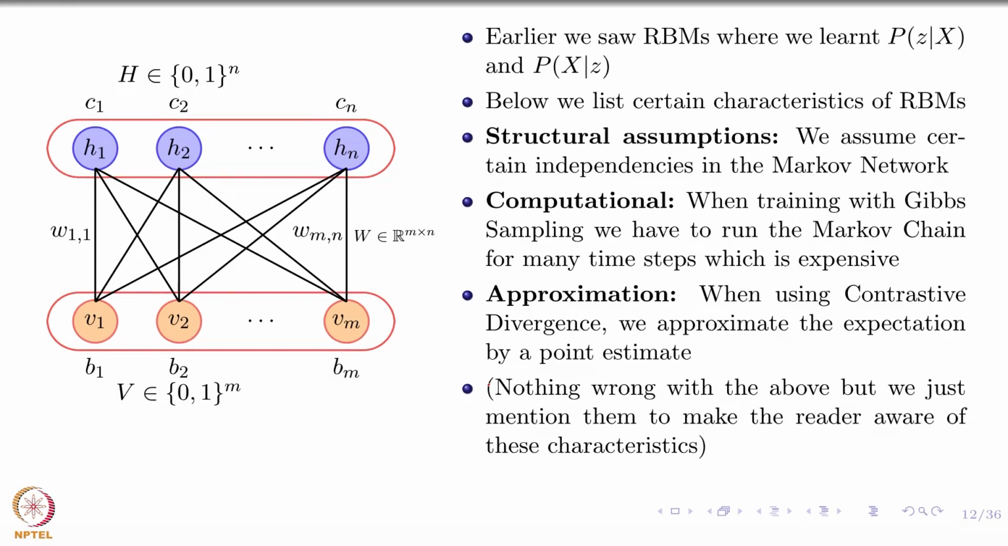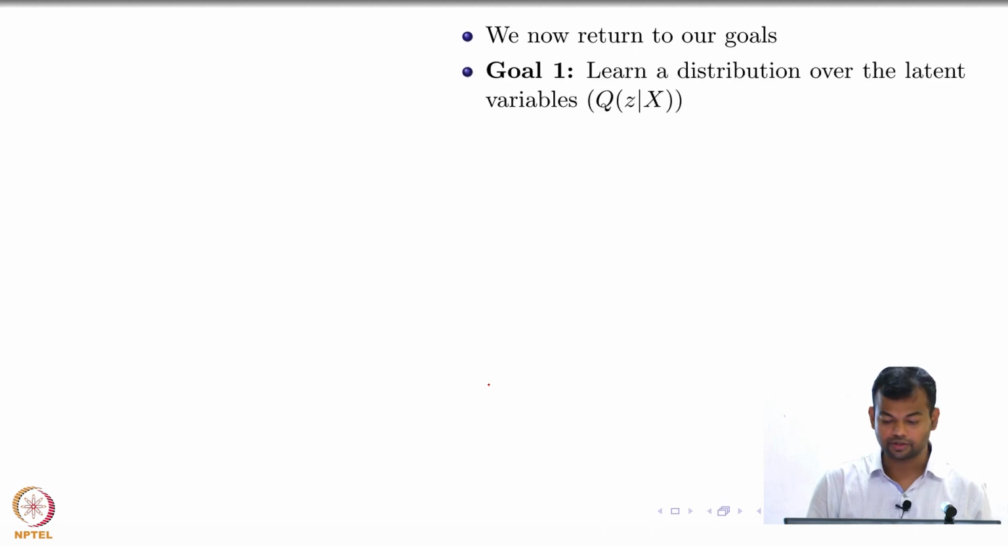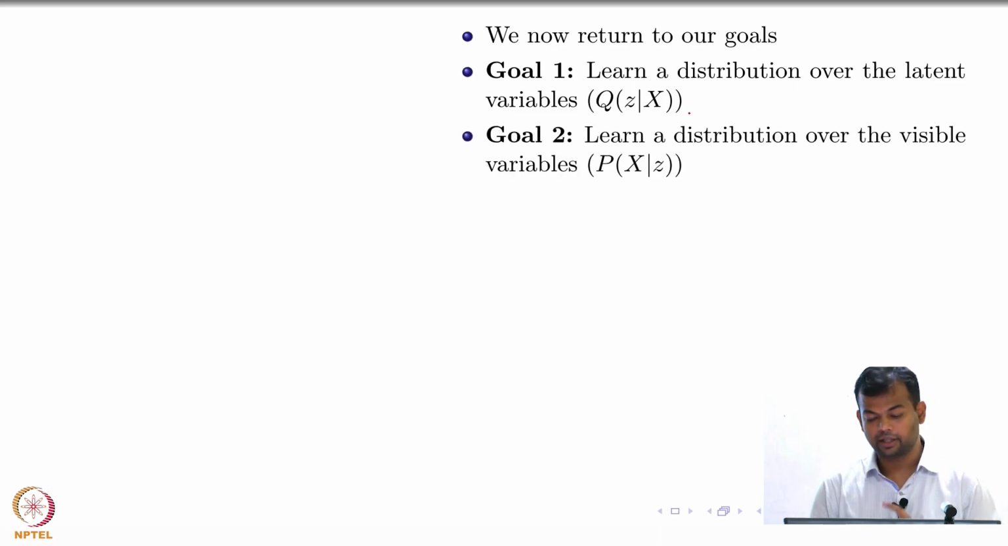So that's why the neural perspective does not end here. This is just one possible neural network based solution for learning this joint distribution, but there are others possible, and we're going to look at those also. So with that background, let's return to our goals. Our first goal was to learn this distribution Q of Z given X. The second goal was to learn the distribution P of X given Z.